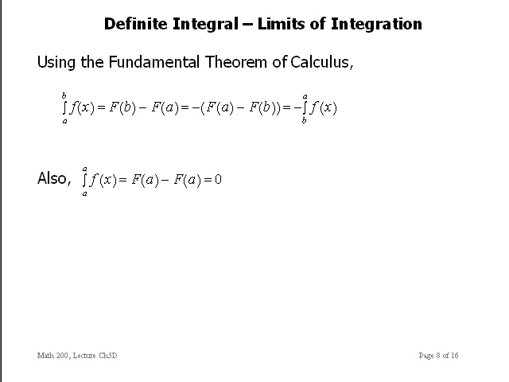And from that, you can also get this result, that if you integrate from a to a, you really have f of a minus f of a equals 0. If you think of that in terms of the rectangle, that means the width of the rectangle is 0. So its area would be 0.